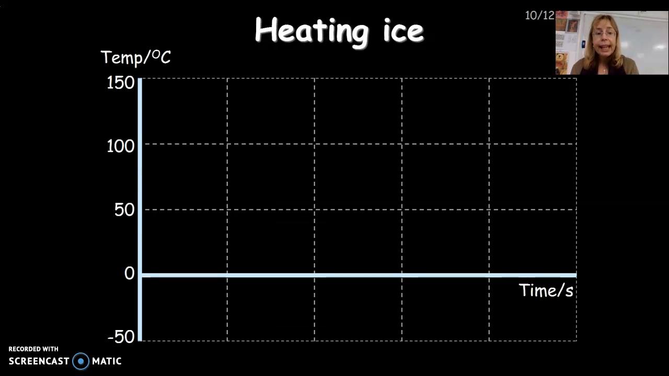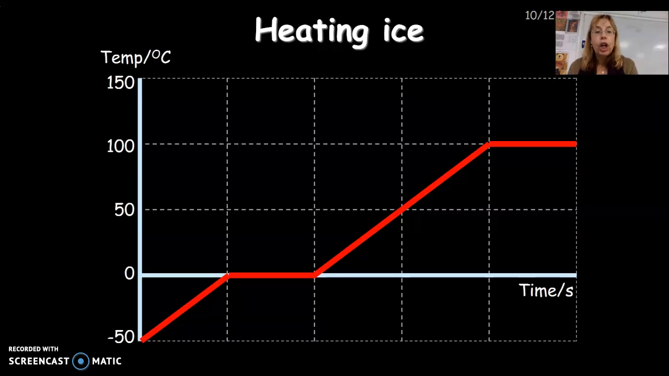Now, if we left this for long enough, what we will notice is a graph that looks something like this. And over the course of this lesson, hopefully we're going to explain exactly why there are those flat parts. But to help you start with your thought process, you can notice that there's a flat part for heating ice, which is H2O, at 0 degrees Celsius and 100 degrees Celsius.